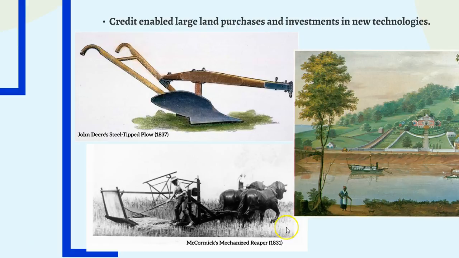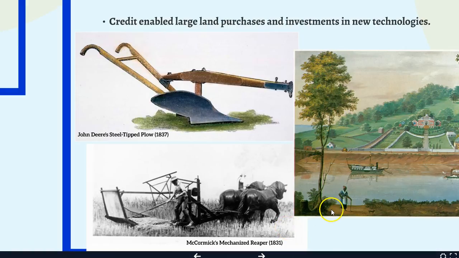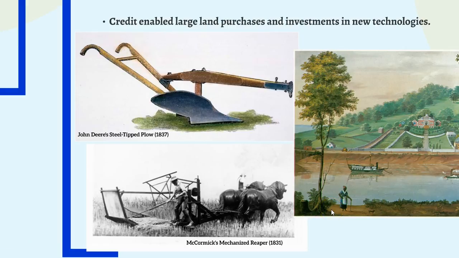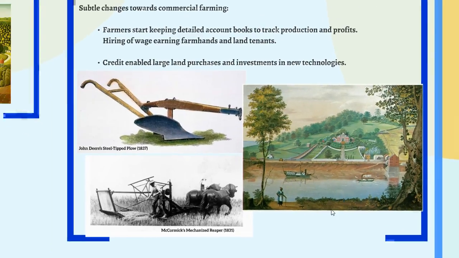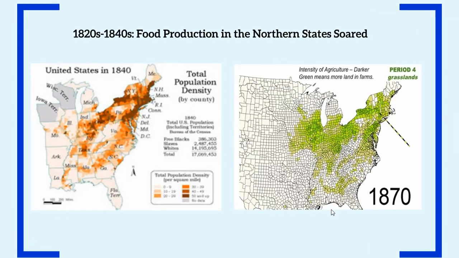Even years before that, in 1831, you see a company called McCormick, which developed the mechanized reaper. The idea was to dramatically cut your labor costs and increase production now by making the reaping of the land itself far more mechanized, which again greatly benefits commercial farmers. And these two maps just show you, beginning in the 1820s and well through the 1840s, how dramatic food production is across the northern states.